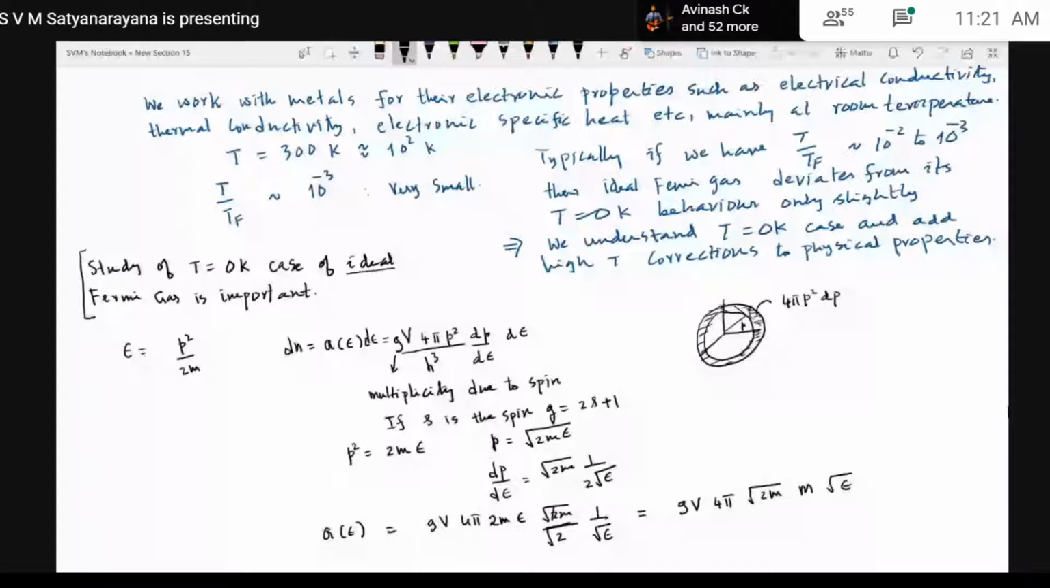Okay, so in case you have this g to be 2, then you can write this as V into 4 pi into 2m to the power 3 by 2 into square root of E. Of course, there is this h cube sitting here always. There is the h cube.